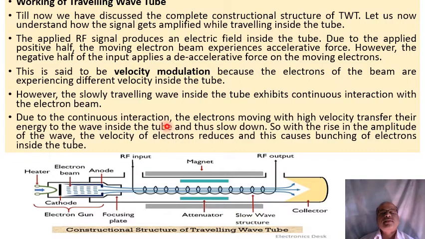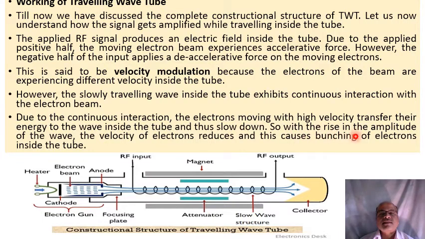And due to continuous interaction, the electrons moving with high velocity transfer their energy to the wave inside the tube. So this sentence is very important. Due to continuous interaction of this electron beam and RF field, the electrons moving with high velocity transfer their energy to the wave inside the tube, and thus slow down.